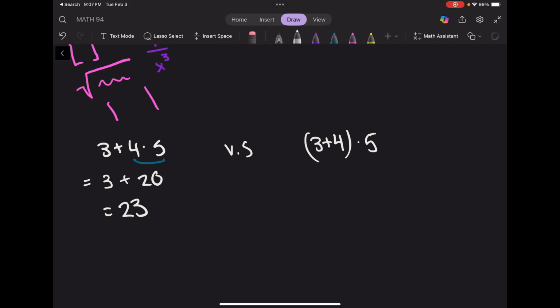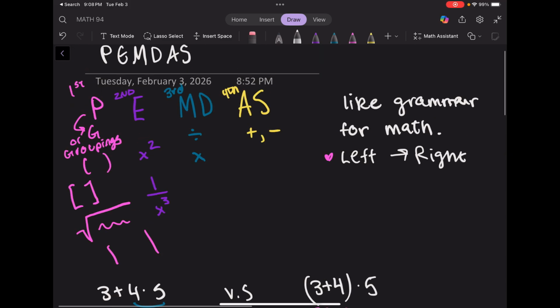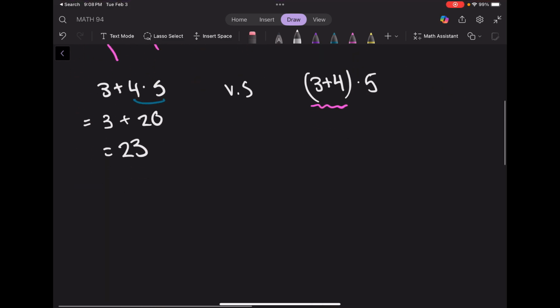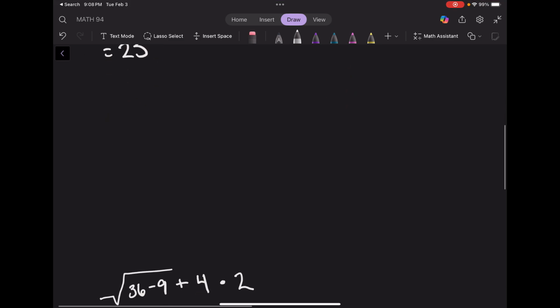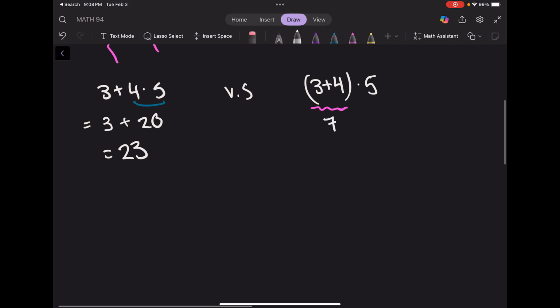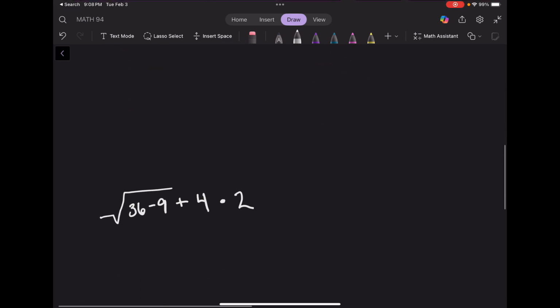Over here, we have a grouping. So I'm going to use my groupings rule first. So 3 plus 4, you're going to evaluate what's inside the group, right? So 3 plus 4 is 7. And then that gets rid of the parentheses, times 5, we get 35. So you see how different these answers are? That's why PEMDAS is so important.